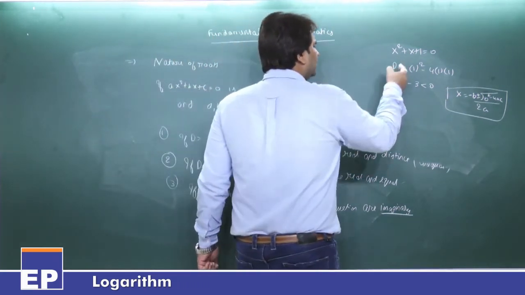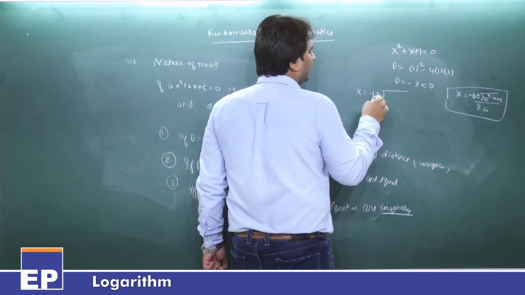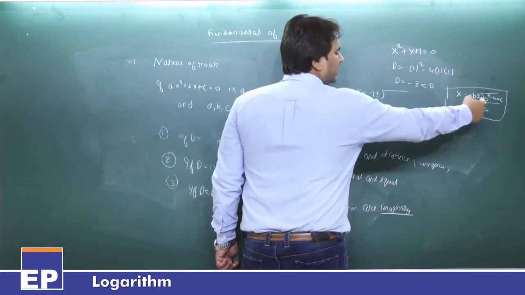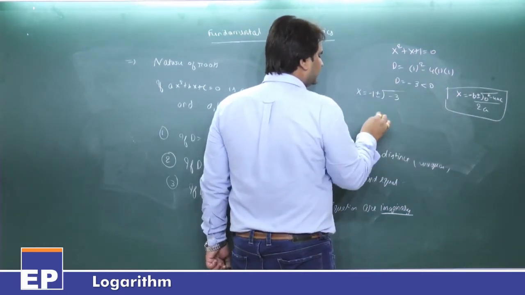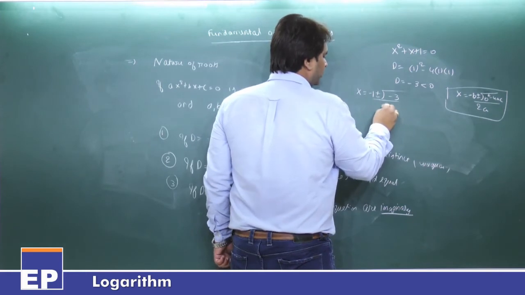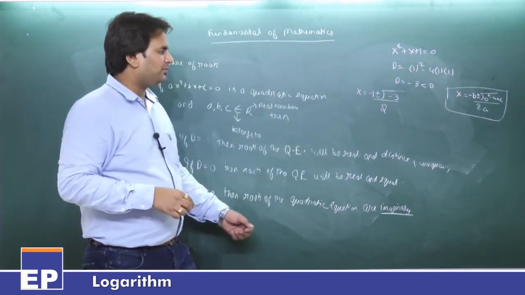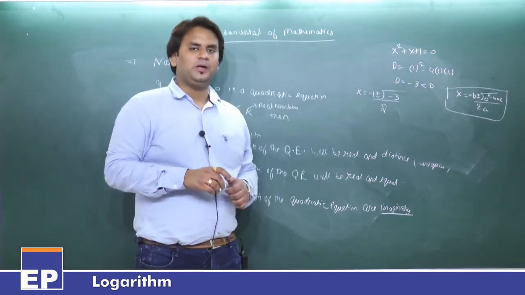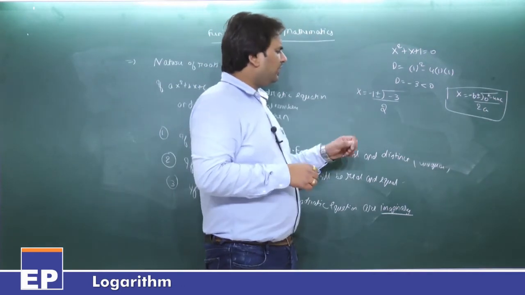So we will calculate the roots of this equation. x is equal to minus 1 plus minus under root of b square minus 4ac. This is the value of what? D. This is the value of D, that is coming out to be minus 3, divided by 2 into a, which is 1. So x will be equal to minus 1 plus minus under root of minus 3 divided by 2. Here there is a big problem. What is the problem? I will explain.